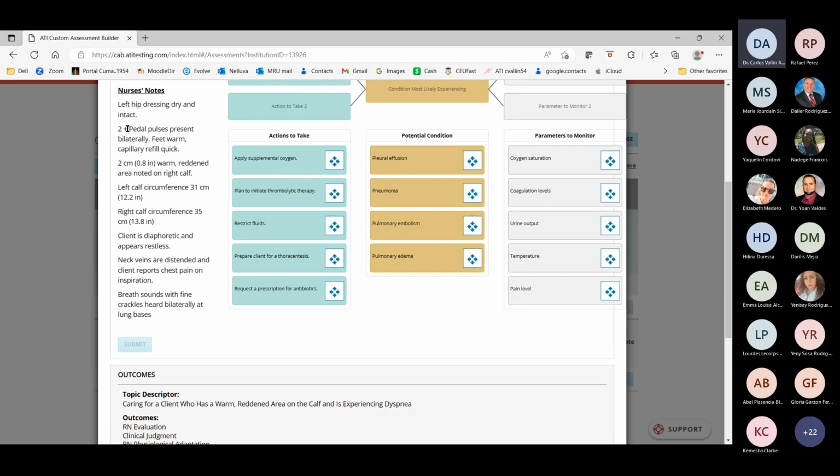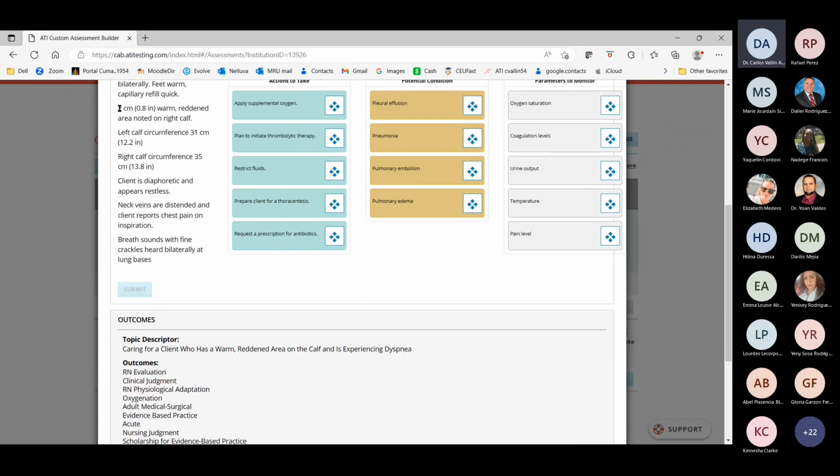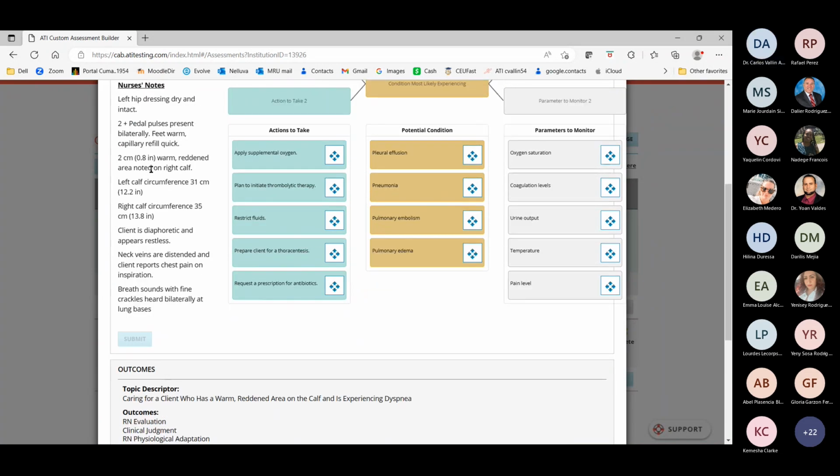2+ pedal pulses, this is normal. 2+ pedal pulses present bilaterally is okay. Feet warm, capillary refill quick is okay, no complication. A 2 centimeter warm reddened area noted in the right calf.